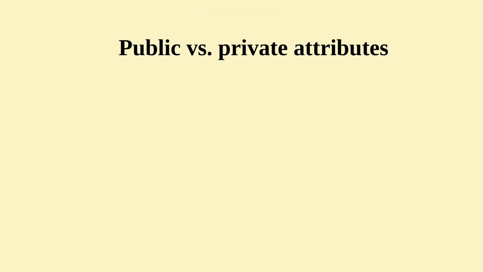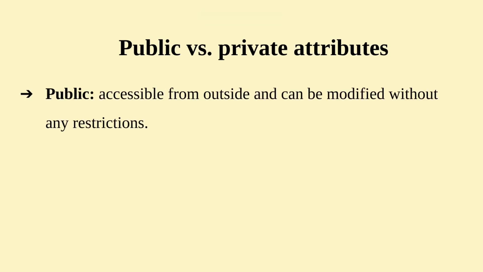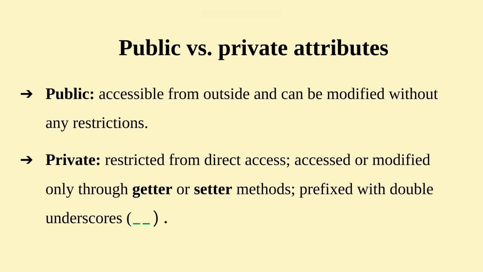Then we have public versus private attributes. Public: these can be accessed from outside and can be modified without any restrictions. Private: these are restricted from direct access. These can be accessed or modified only through getter or setter methods. These are prefixed with double underscores.